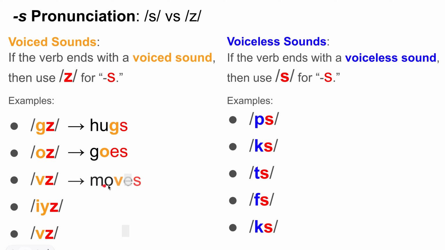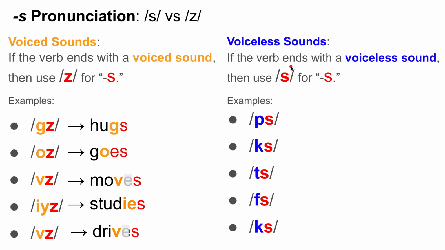Okay, then we have move. The last sound in move is not e, the e is silent. The v is the last sound, move. So we pronounce the s as a z, moves. Then we have study. The last sound is an ee, so we pronounce the ies as z: studies. And then we have drive. And again, like move, the last sound is a v. The e is silent, so we say drives.